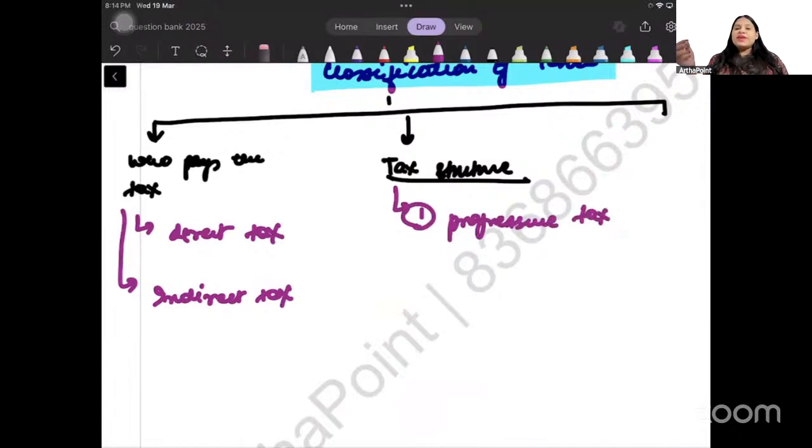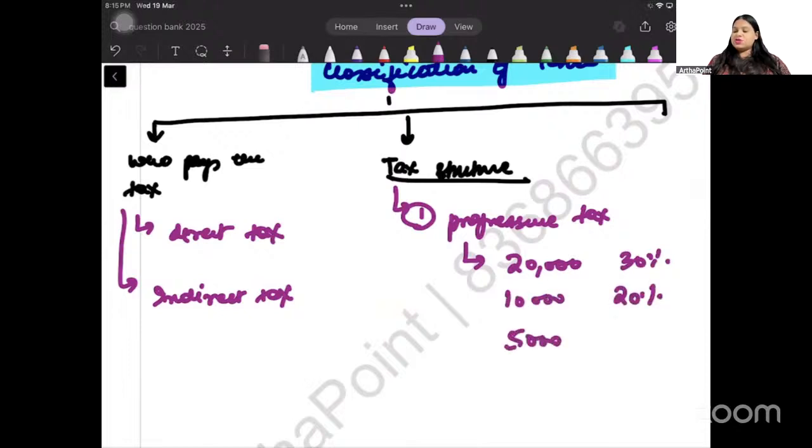So progressive tax माने जिसका ज्यादा इनकम वो ज्यादा टैक्स पे करेगा, जिसका कम इनकम वो कम टैक्स पे करेगा. So if a person is earning, suppose 10,000, he will pay more. If a person is earning 5,000, he will pay less. ठीक है, तो जो टैक्स रेट होता है that is different, right? So suppose for 20,000 your tax rate is 30%, for 10,000 your tax rate is 20%, for 5,000 your tax rate is 10%. Tax rate will differ.